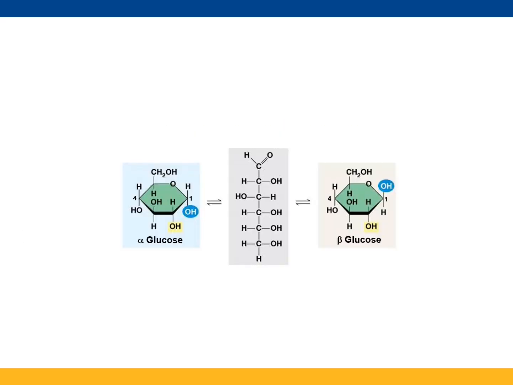So now let's see the difference between this alpha glucose and this beta glucose. I want you to stop the video and try to see what the difference is. Okay, if you stopped the video and detected it, here is the difference, and here is the difference. In the alpha glucose, the OH groups are close to each other on carbon 1, while in the beta glucose, the OH groups are separated, facing in different directions.